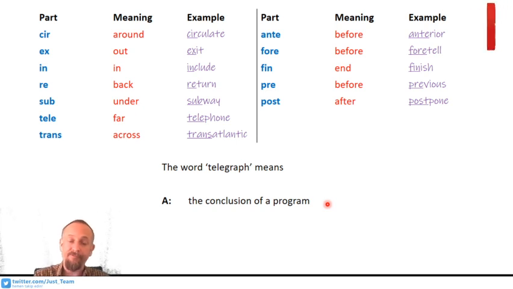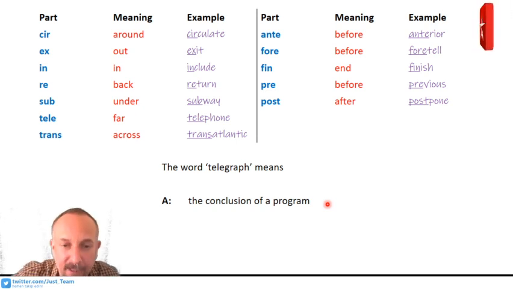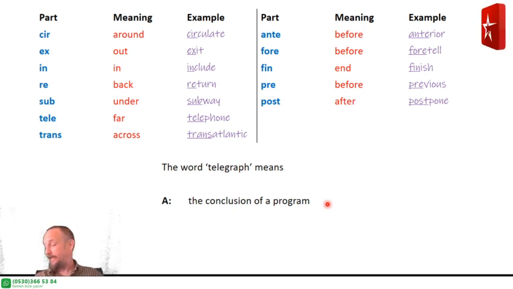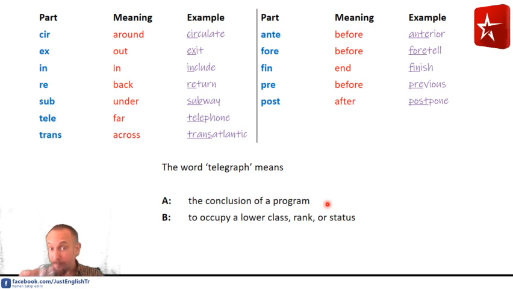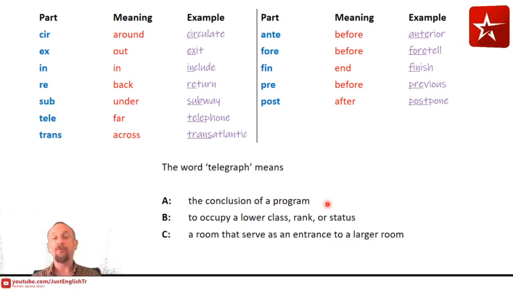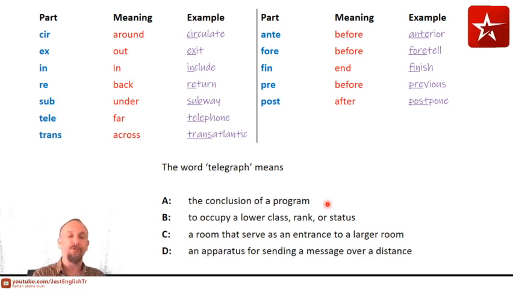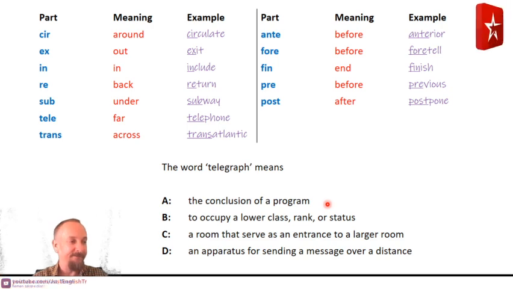So we've got telegraph. Does it mean A? Whoop, need to get comfortable, boys and girls. Does it mean A, the conclusion of a program? B, to occupy a lower class rank or status. C, a room that serves as an entrance to a larger room. Or D, an apparatus for sending a message over a distance. Tuba says no idea. That's very honest, Tuba Salam.